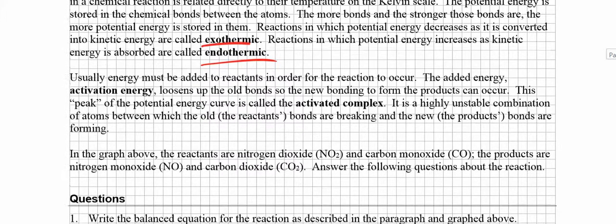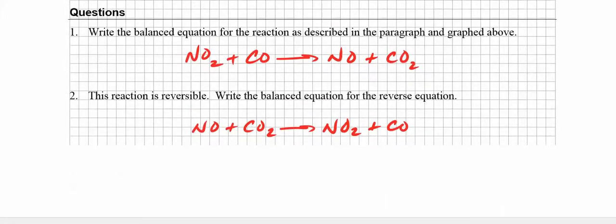What do we mean by a reaction? Let's take a look at this reaction. It says write the balanced equation for the reaction as described in the paragraph above and graph above. So they ask us to react nitrogen dioxide, or NO2, with carbon monoxide. And when we do that, we get nitrogen monoxide and carbon dioxide. It's a 1-to-1 to 1-to-1, mole to mole to mole relationship. And so that's the balanced reaction that we're looking for.